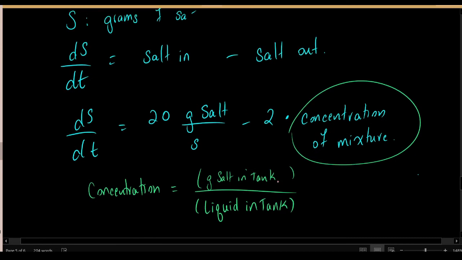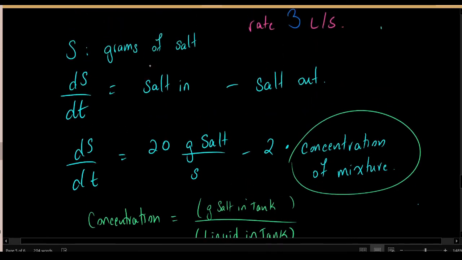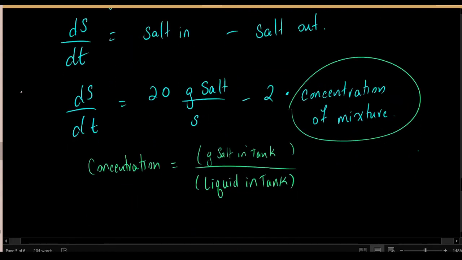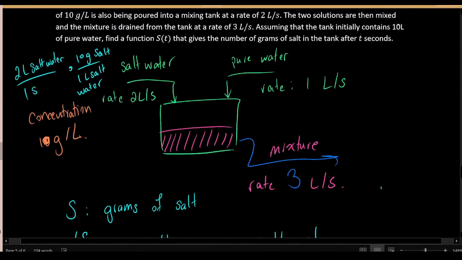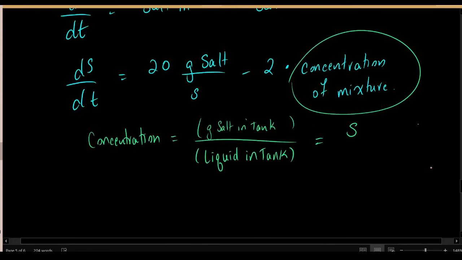Now the number of grams of salt that's actually in the tank is the quantity that's being represented by the letter capital S. The amount of liquid in the tank, as a result of the correction that I made, starts out at 10 liters and remains at 10 liters throughout all time. So the amount of liquid in the tank is constant at 10. So this would be the concentration of the mixture coming out of the tank.